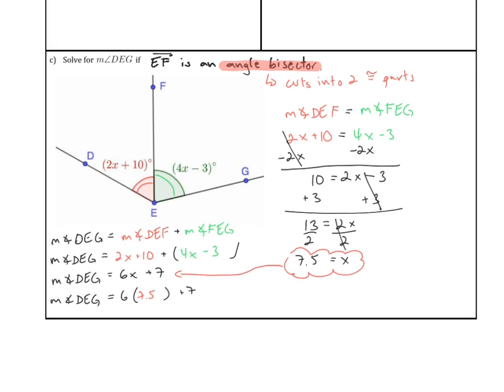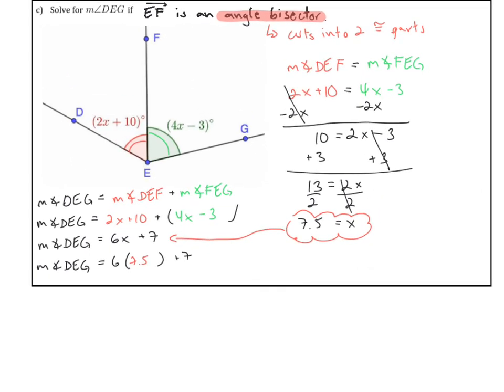Okay, so finishing this up, we get that the measure of angle DEG is equal to 6 times 7.5 is 45 plus 7. Finally, we get that the measure of angle DEG is equal to 52 degrees.